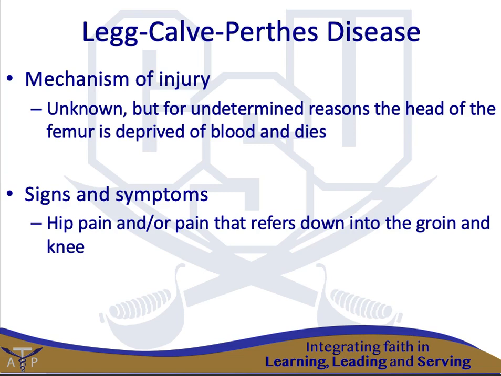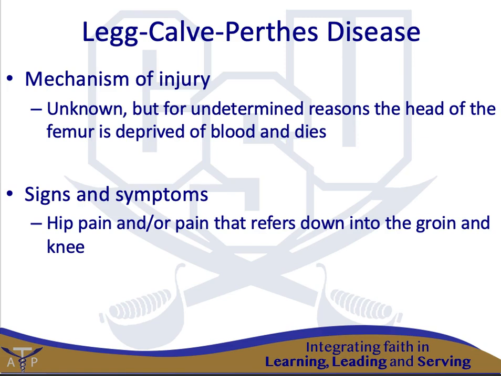Really what it is, it occurs when the femoral head is deprived of blood, and we really don't know why this occurs. But the bone, because of the lack of blood supply, becomes necrotic or starts to die, and the top of the femur starts to break. Remember, this is most commonly seen in children.